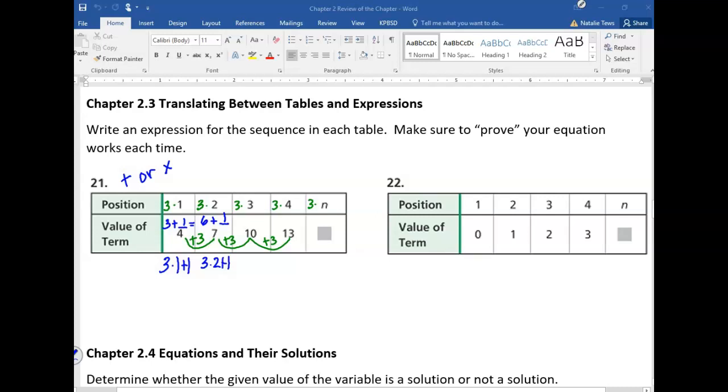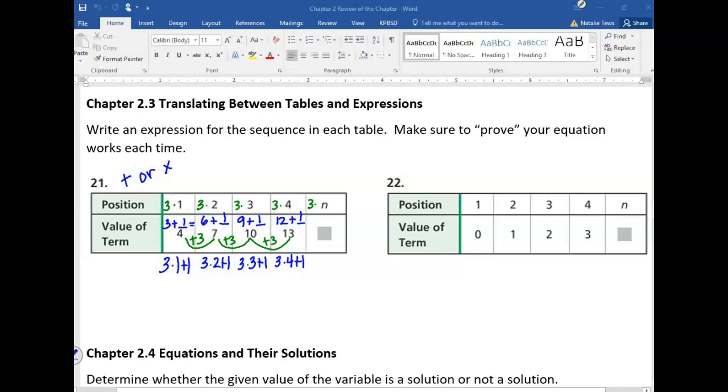Okay? Here I have 3 times 3 equals 9. 9 plus what number equals 10? 1 more, right? So now my expression is 3 times 3 plus 1. Next one, 3 times 4 is 12 plus what number equals 13? 1 again. 3 times 4 plus 1.